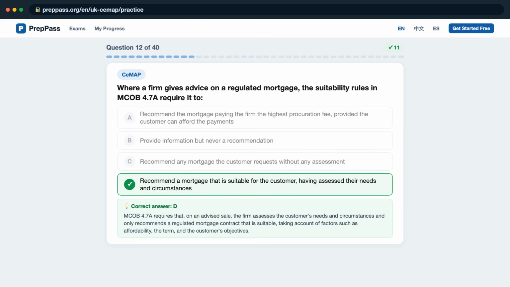The correct answer is D. MCOB 4.7A requires that, on an advised sale, the firm assesses the customer's needs and circumstances and only recommends a regulated mortgage contract that is suitable, taking account of factors such as affordability, the term, and the customer's objectives.